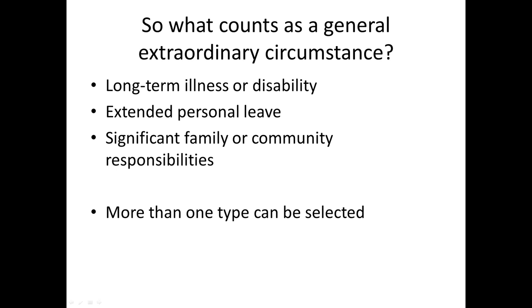There's obviously a more detailed description of those in the guidelines, which will provide you with a little bit more information. But one of the things worth noting is that the sector reference group did give consideration to the prohibited grounds for discrimination that are set out in the Human Rights Act when these three types were chosen. That's why these three are the key ones. More than one type can also be selected, because we understand that often things are interlinked.